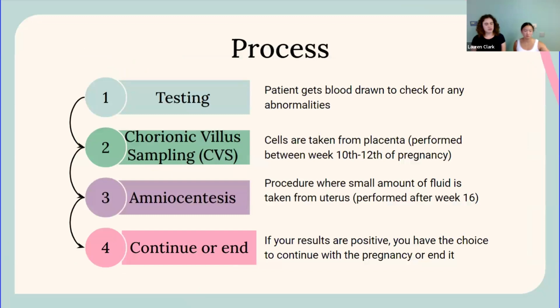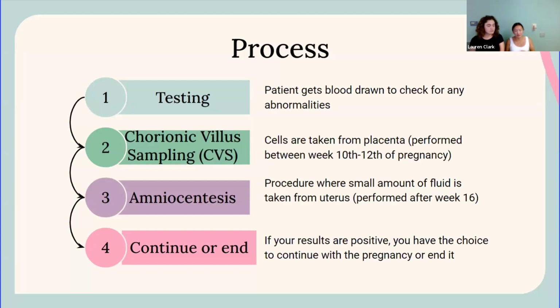Yeah, so there is a process that women go through to have this test looked at. Obviously, you get blood drawn, through any treatment or just to check things are okay. But then there's something called chorionic villus sampling, or CVS. Yes. Basically, cells are taken from the placenta when you're pregnant, and it's usually performed within the 10th to 13th-ish week of pregnancy.